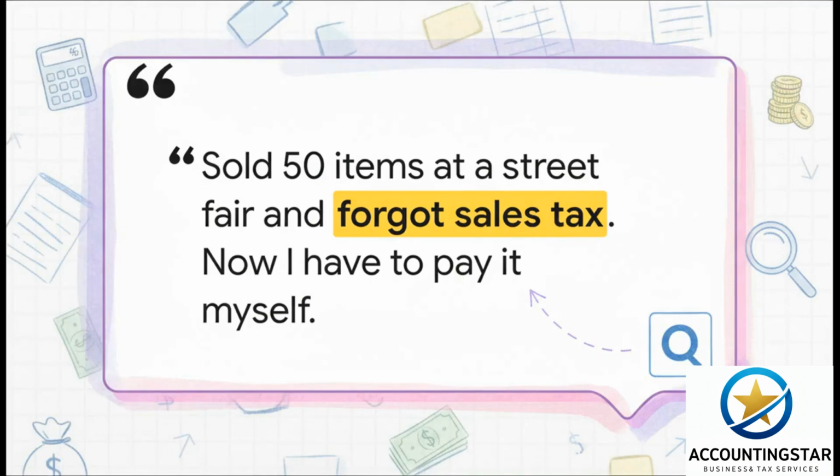And this scenario just perfectly nails that third point. Just think about it. You're at a busy street fair, taking cash sales. It's so easy to forget to add that extra 5% or 7% on top. But guess what? The government still wants its money. And that means the business now owes tax it never actually collected. That is a classic reason you'd need to make an adjustment.